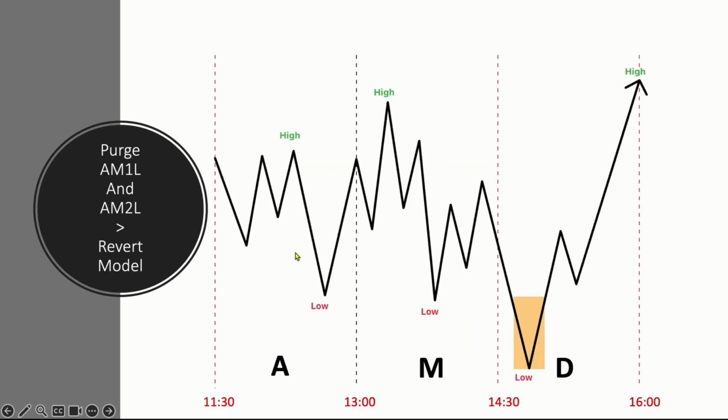So let's take a look at another long scenario. It's the following: a purge of the first cycle's low and the second cycle's low. This occurs when during the first two cycles of the PM session, relatively equal lows got engineered, whilst a higher high got created during the second cycle relative to the first cycle.